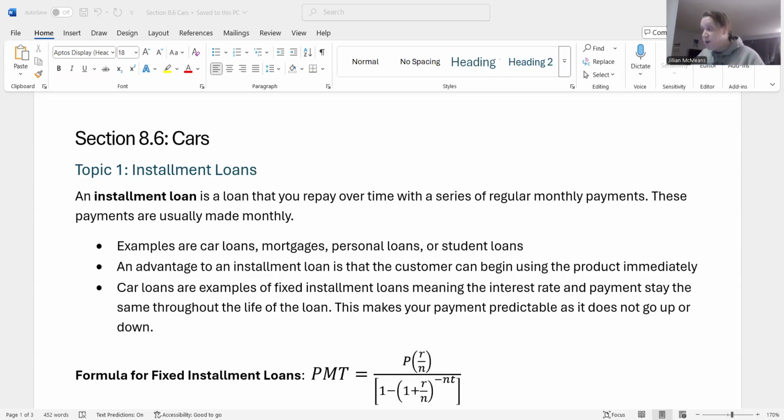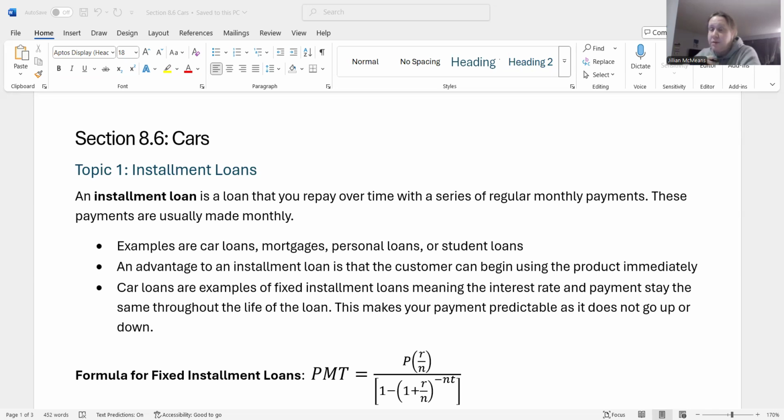For section 8.6, we're going to look at cars. The main thing we're going to look at here is the formula that we use to calculate a monthly payment, or a payment. It doesn't necessarily have to be monthly, but we're going to look at the formula for calculating a payment.